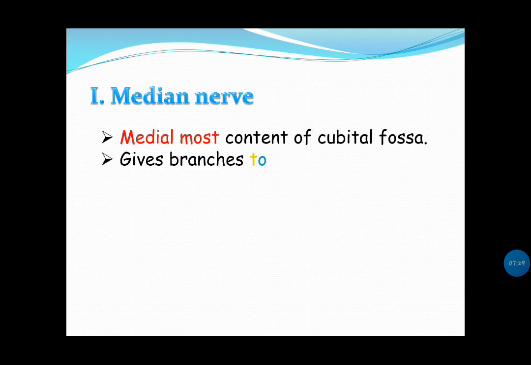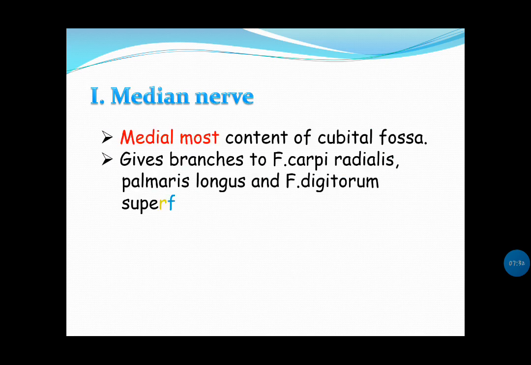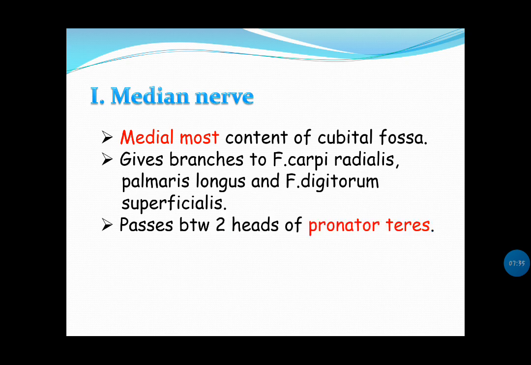So median nerve, as we have already said, is the medial most content of cubital fossa. This median nerve gives off muscular branches to these three muscles. They are flexor carpi radialis muscle, palmaris longus muscle, and flexor digitorum superficialis muscle. And the median nerve, as we have seen in the diagram, passes between the superficial and deep heads of pronator teres muscle.